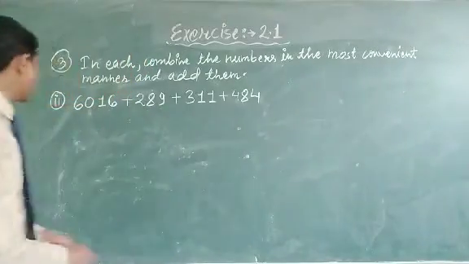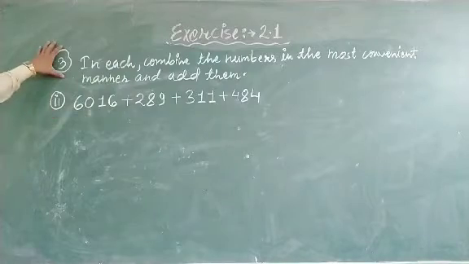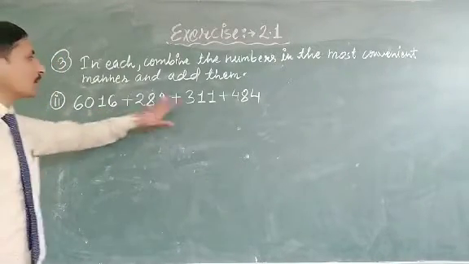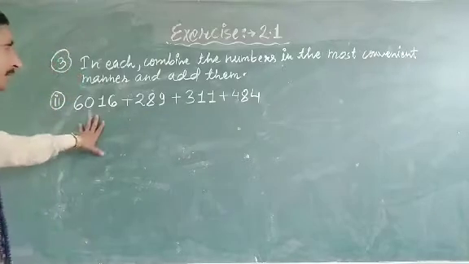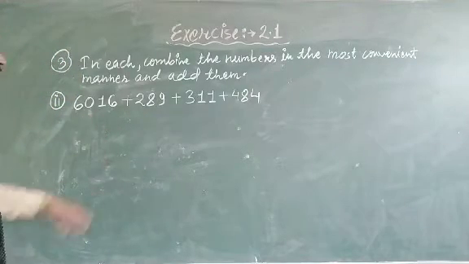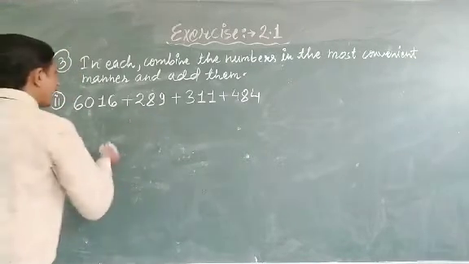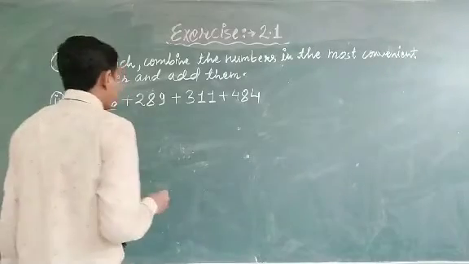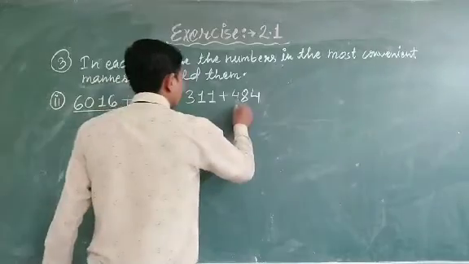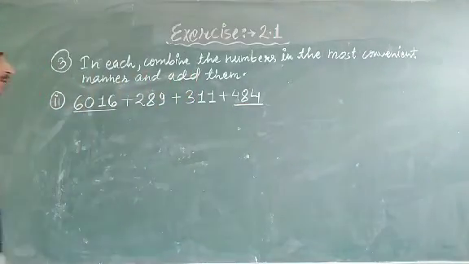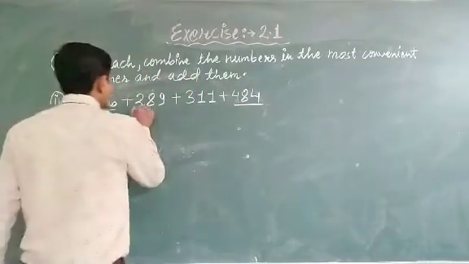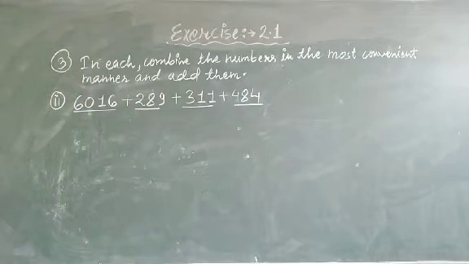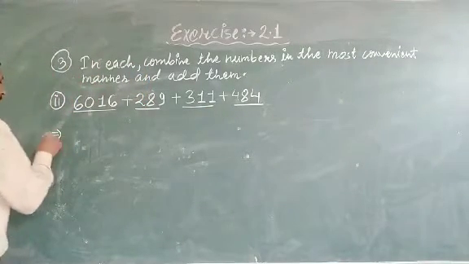Now we come to the second part of the same question number 3. Again we have to combine the 4 whole numbers in most convenient manner and we have to add them. So for this we have to combine first whole number and fourth whole number in one group, and we have to combine these two, second and third whole number, in one group.